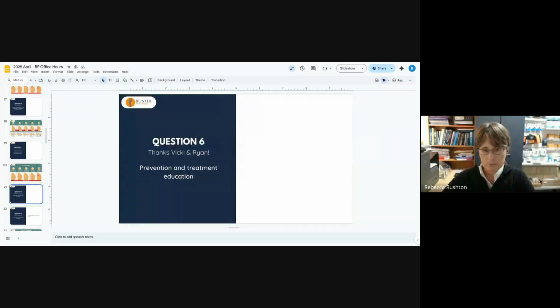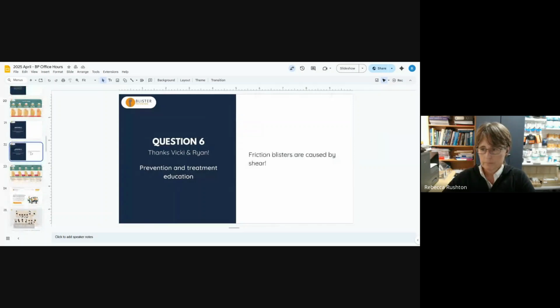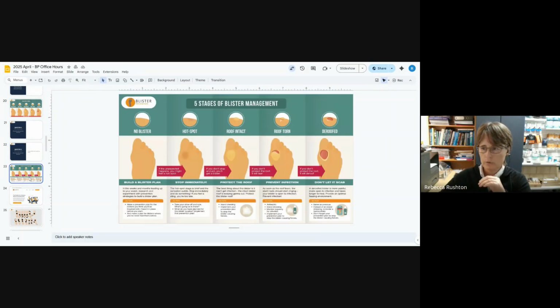Vicky and Ryan asked, prevention and treatment education. Well, I would also start with a bit of what causes them. So this kind of scenario, finger on the back of your hand, tell them why taping and Compeed doesn't work, because that's what they'll think it should work, because they'll have an overinflated expectation as to the success that should offer. And in terms of treatment, I would go through this.